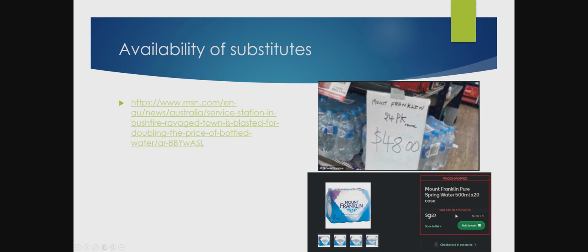While at Coles and Woolies at the moment, while this is a Woolies price, you can get them for about $9.20 for a pack of 20. I know it's not a pack of 24, but you can see a significant difference in price right here. $9.20 versus $48. So because of the lack of substitutes and quite a surge in demand, they were able to bump the prices and gouge people for bottled water.